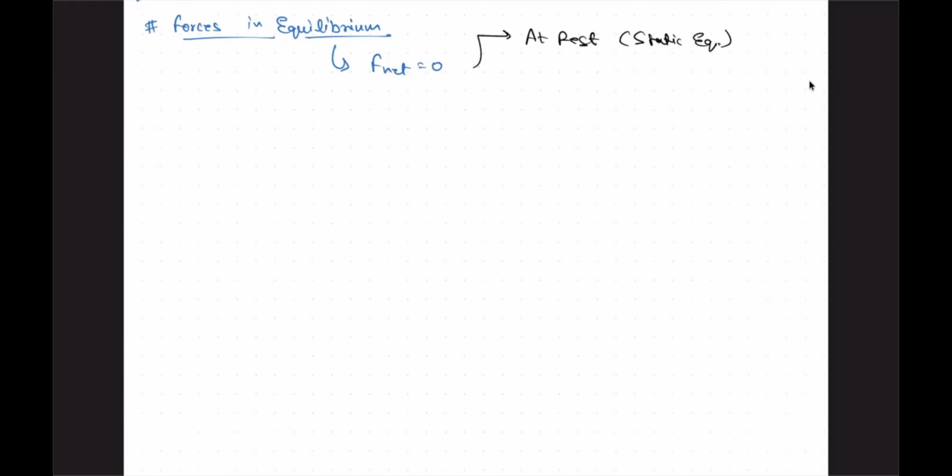And when the object is moving at constant velocity, neither changing the speed nor the direction, that is constant velocity. In that case, we call it kinetic equilibrium or dynamic equilibrium, one and the same thing. So in both cases, the net force is zero.